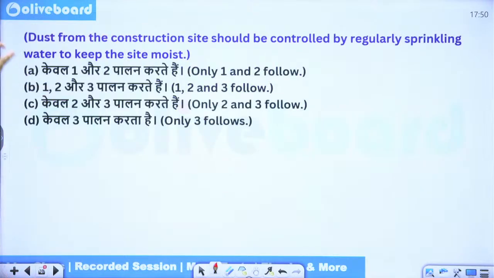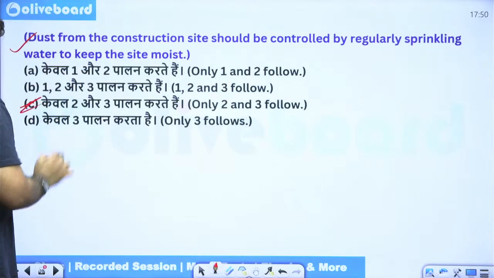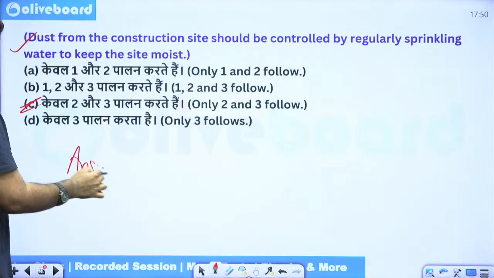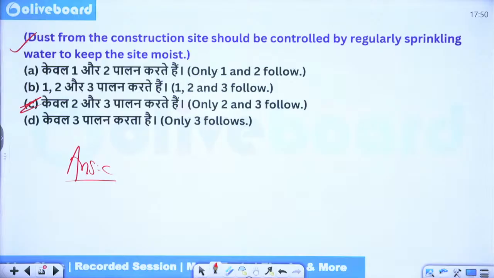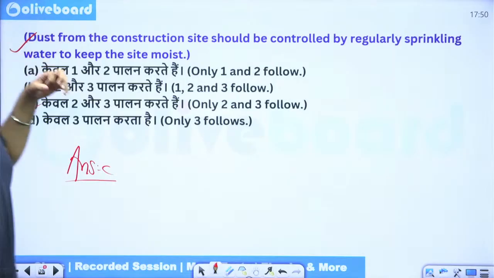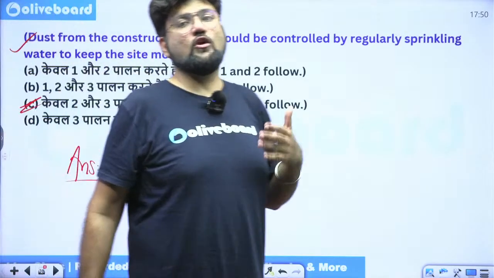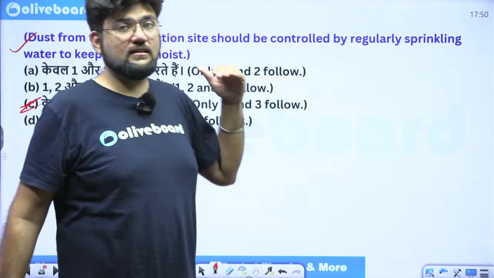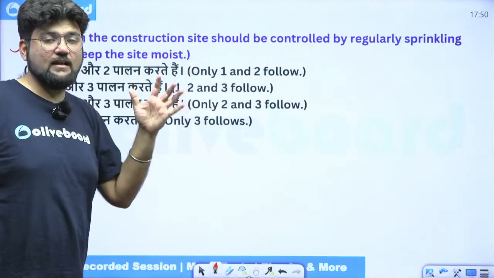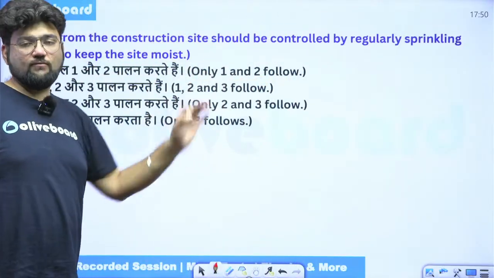And the third one says, dust from the construction site should be controlled by regularly sprinkling water to keep the site moist. So only options 2 and 3 are the appropriate answer here, ensuring that somehow the pollution can be brought down and the metro construction should not be stopped, until and unless it reaches an alarming stage where nothing else can be done. Then at that moment you will have to stop the construction.